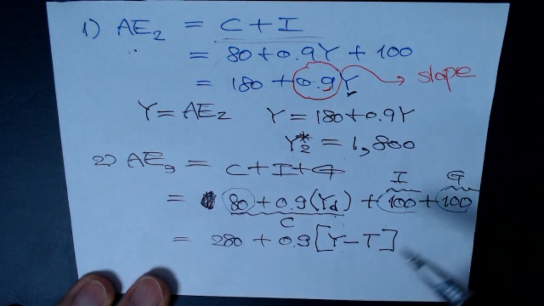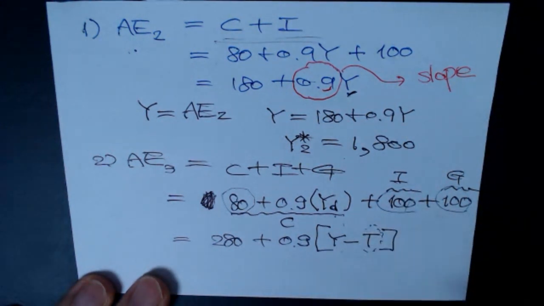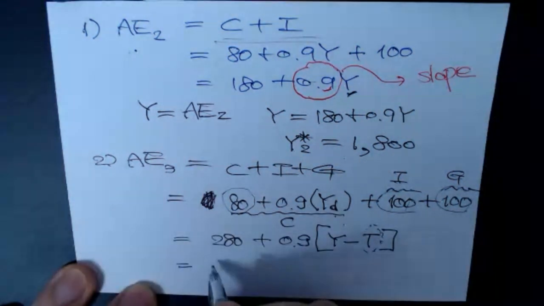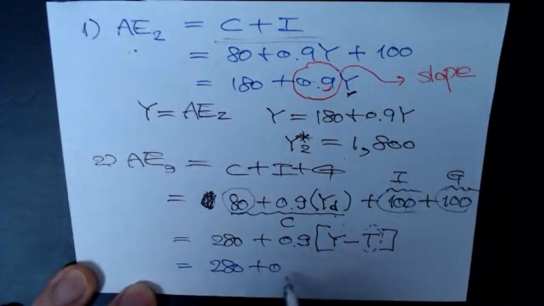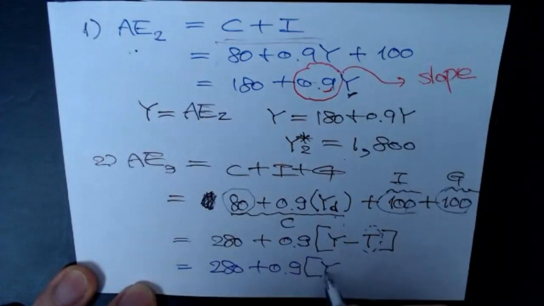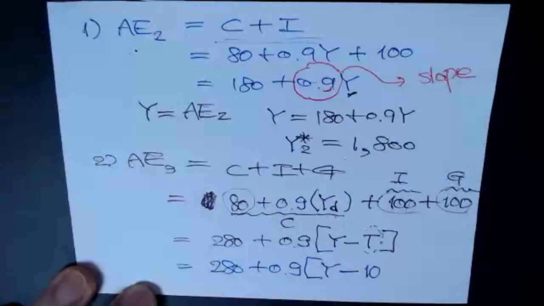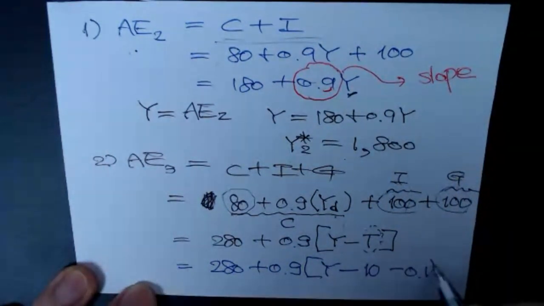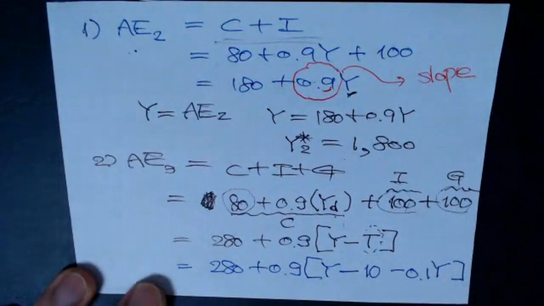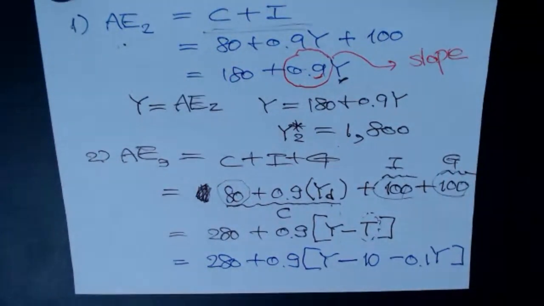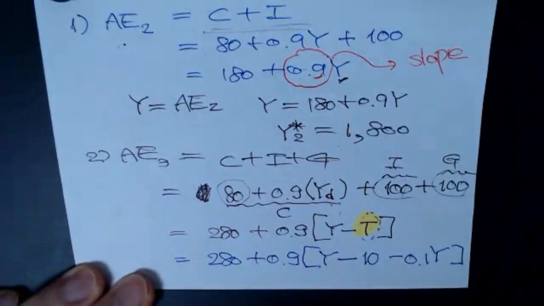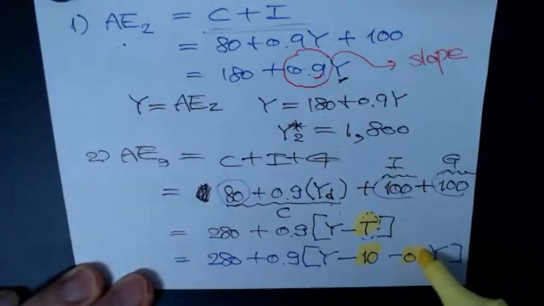It hasn't finished yet because we have to consider what types of tax system this country has. In our example, this country has both lump sum tax and proportional tax. So it will look like this: national income minus lump sum tax 10, proportional tax. This tax is composed of two parts, lump sum and proportional.